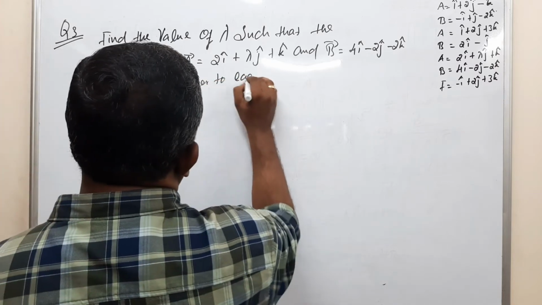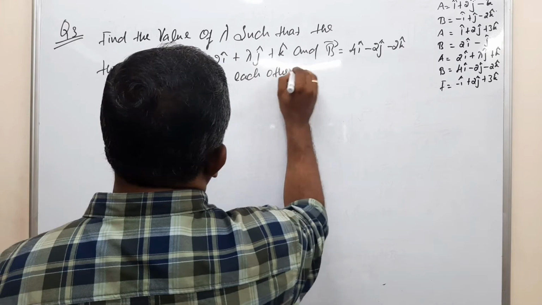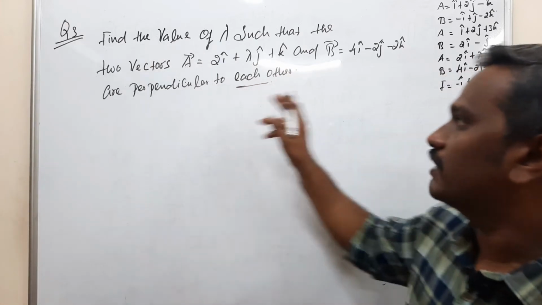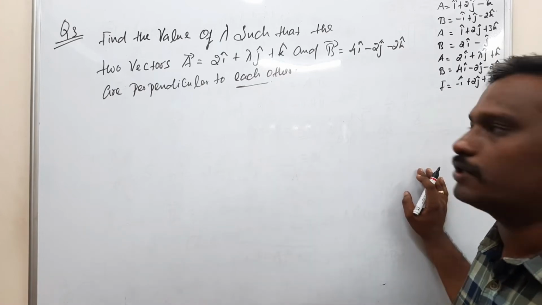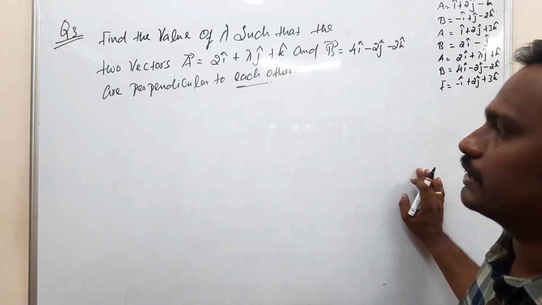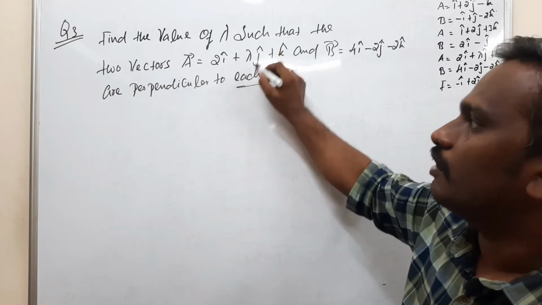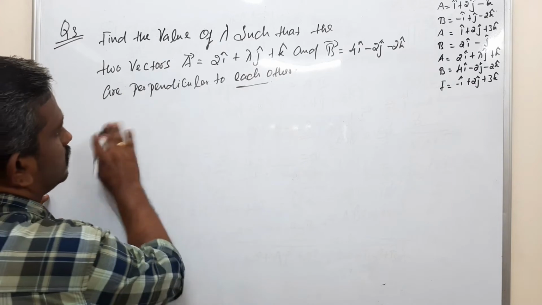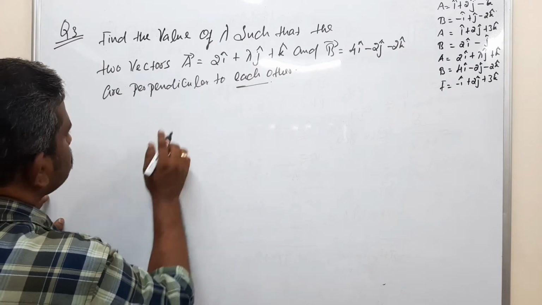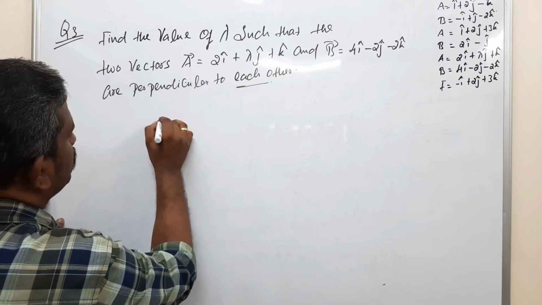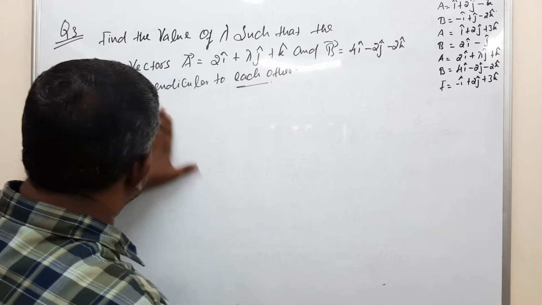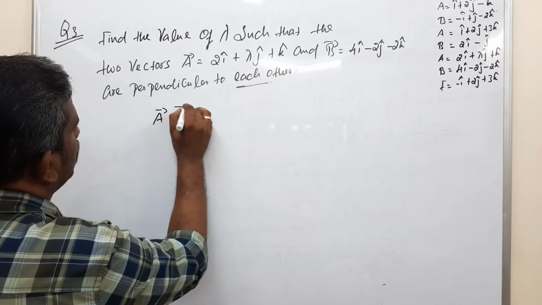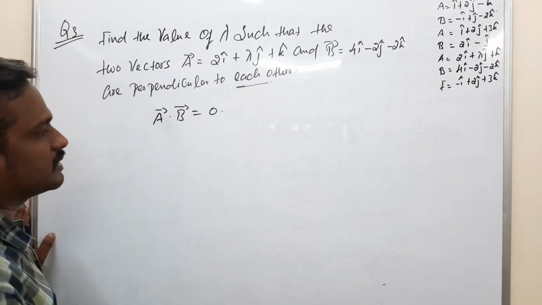In this question, these two vectors A vector and B vector are given. They are perpendicular to each other. So if these two vectors are perpendicular, we have to find the value of lambda. If these two vectors are perpendicular, we can write A vector dot B vector is equal to 0.